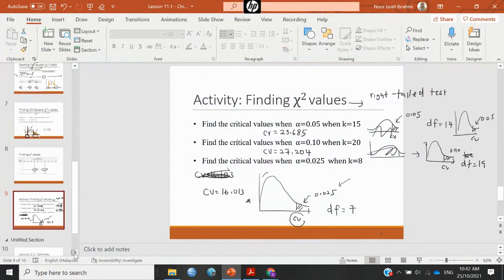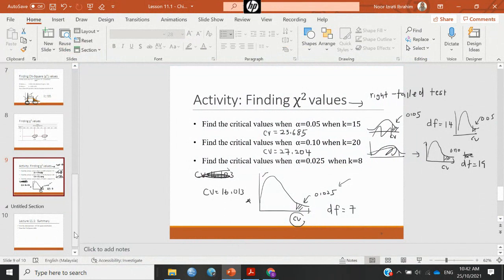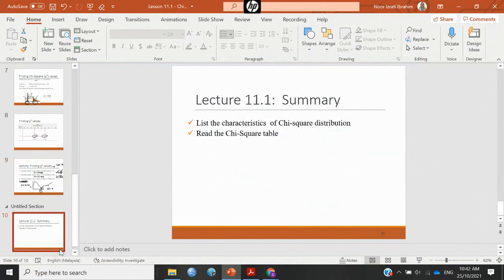So that's how you find the chi-square value, or the chi-square critical value, the CV, from the chi-square table. Thank you.